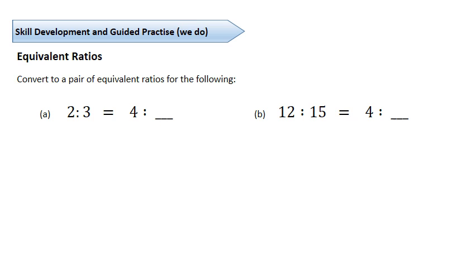Alright, let's have a look here. We've got 2, turn it into a 4. So we times that by 2. Same thing with the 3 to make 6. 12 became 4 by dividing it by 3. Let's do the same thing to the 15 to get our 5.